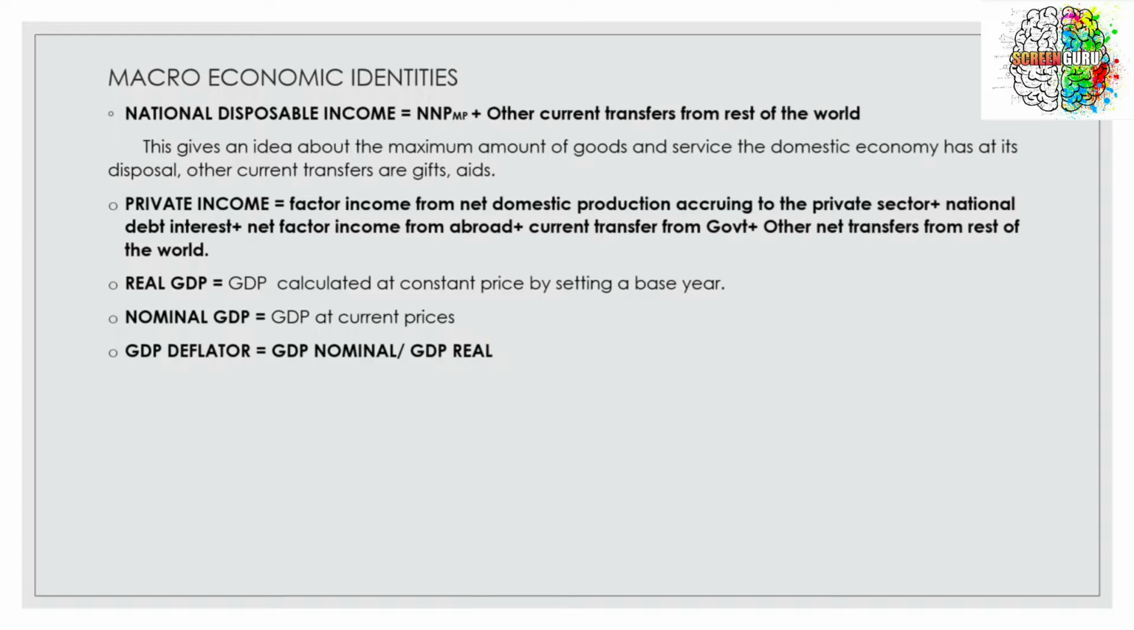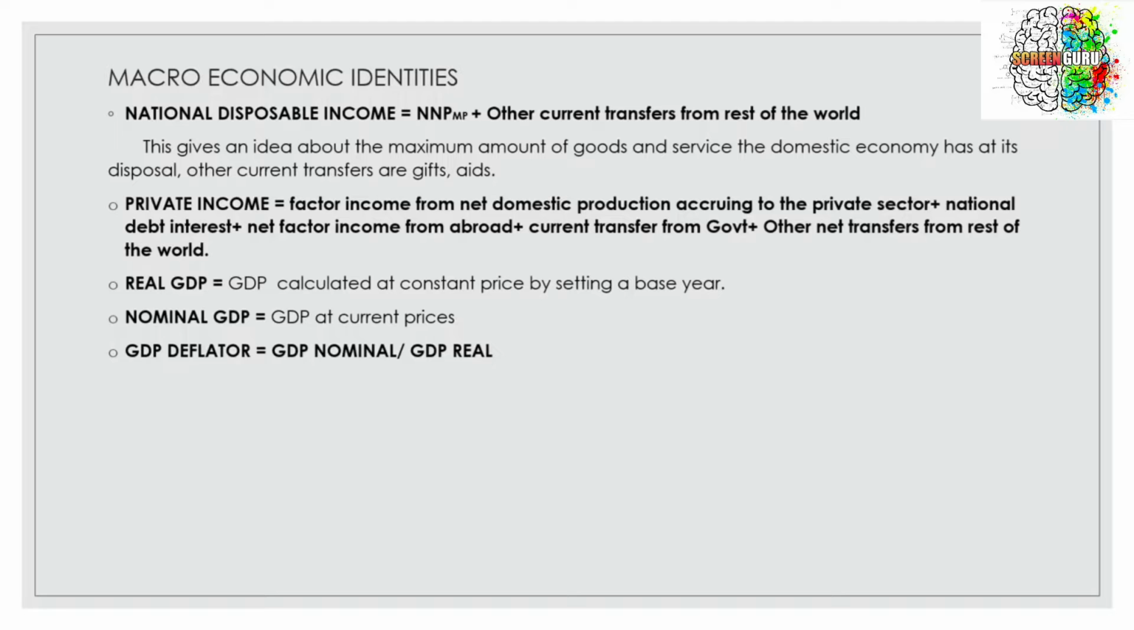Now let us focus on real GDP, nominal GDP and GDP deflator. These three topics are really important and you have to read them from your NCERTs for better understanding, because they have provided examples there also. So let me give you an idea of what it is. Real GDP is GDP calculated at constant price by setting a base year. So what exactly does that mean?